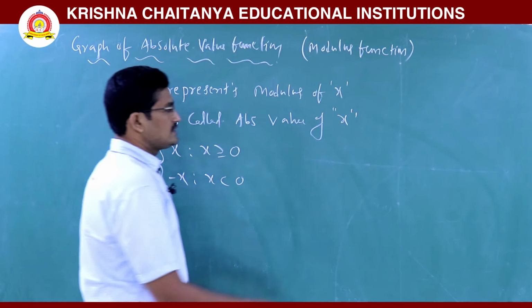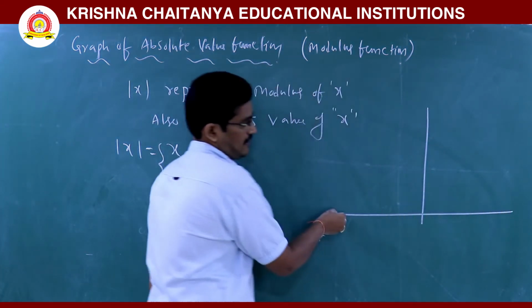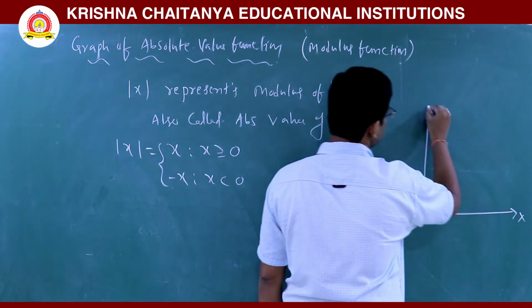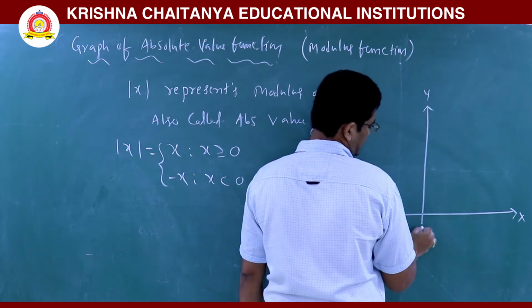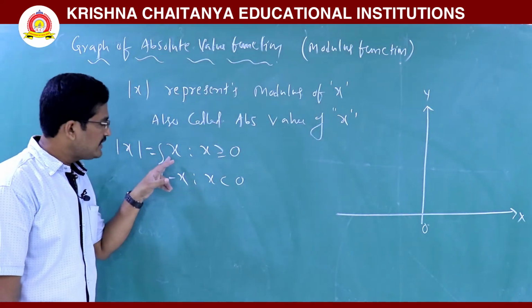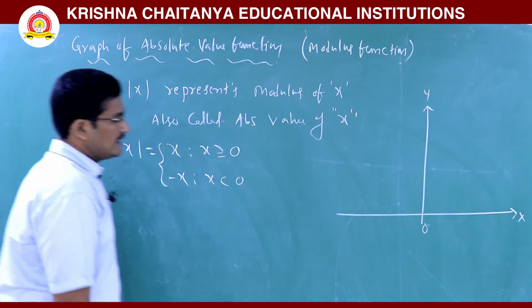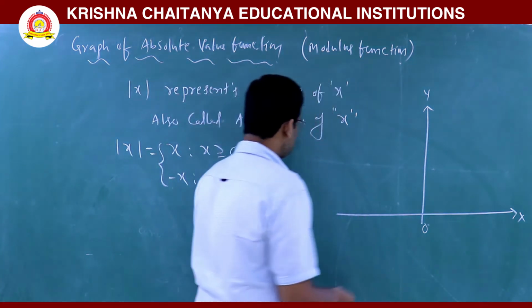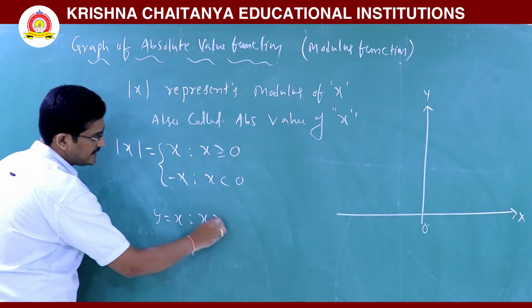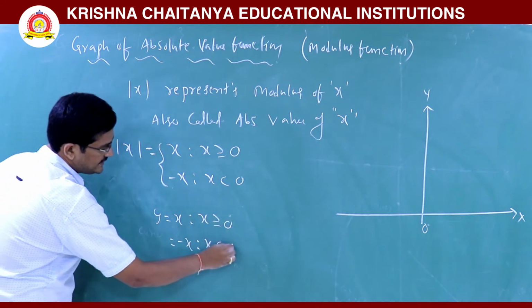So what is the graph there? Okay, this is x axis. This is y axis, and this is origin. What does this say? Mod x equals x, that means y equals x, where x is greater than or equal to 0. And y equals minus x, where x is less than 0.